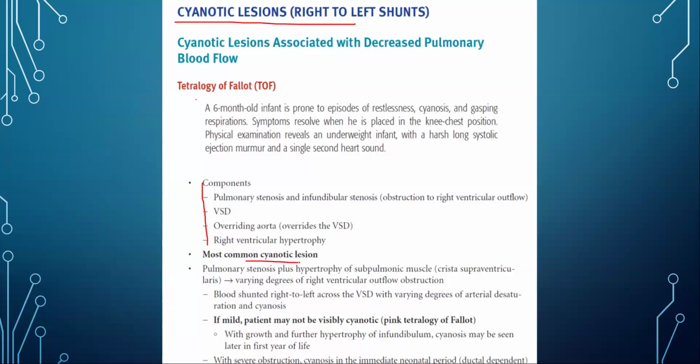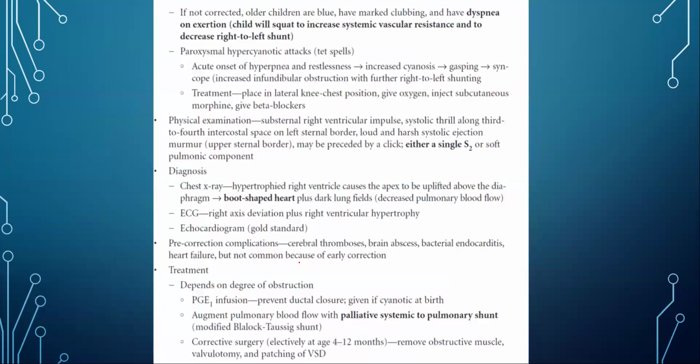So it is the most common cyanotic lesion in children. The main feature of this is cyanosis, right? So the child will become cyanotic, especially with exertion. So if the question says that after playing, the child suddenly becomes short of breath and cyanotic, we would be thinking about it. So children will become cyanotic, can have marked clubbing, and have dyspnea on exertion.